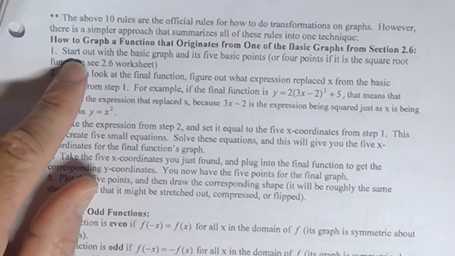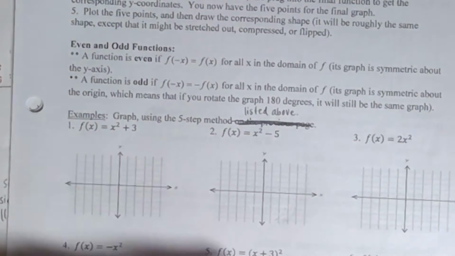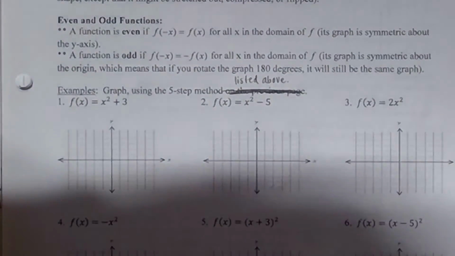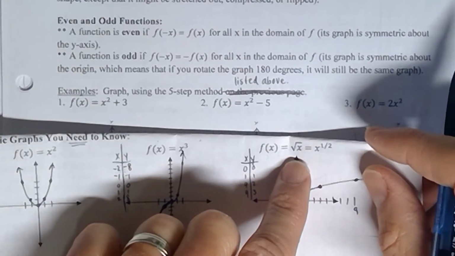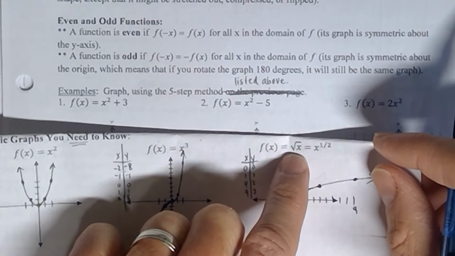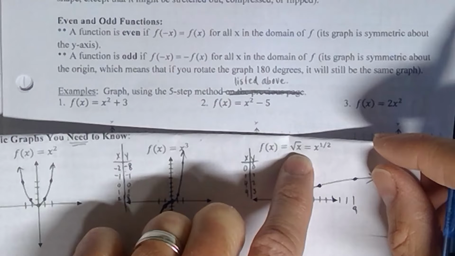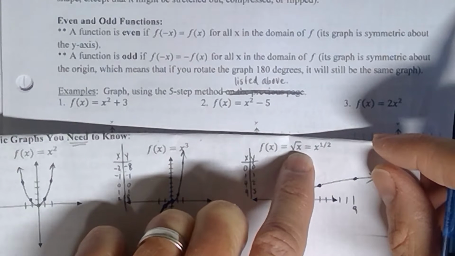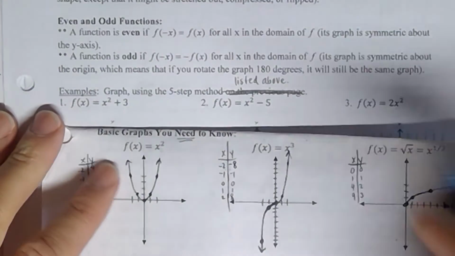Well, the first step says to start out with a basic graph and its 5 basic points. So like I said, when you have x being squared or something with x in it being squared, that means that we're going to use the x squared graph. Okay, just as a comparison, if you had x being square rooted in your function, or something with x in it, as we'll see on the back of the worksheet, being square rooted, okay, then you would use this one. All right, but now we're going to be using x squared.